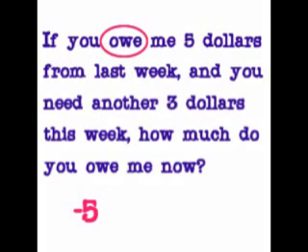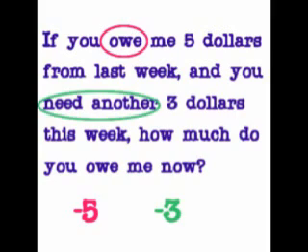First, if you owe me $5, you would be in debt. That's a negative number. So we write down negative 5. You owe $5, negative 5. Needing another $3 means you're going to borrow more, which is even more debt, another negative number. You need to borrow $3, so we wrote negative 3.